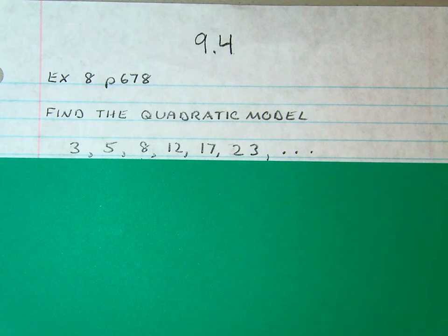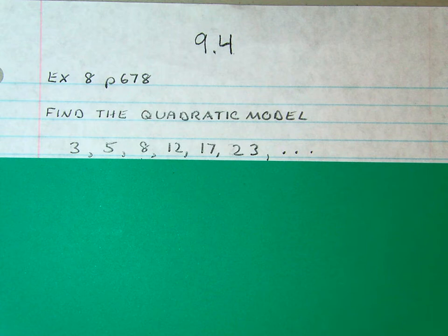For section 9.4, we're only going to concentrate on dealing with quadratic models. So far, we've done linear sequences and we've done geometric sequences. Now we're going to concentrate on quadratic sequences. So what I'm going to do is the example that's on page 678 in your textbook. It says to find a quadratic model.